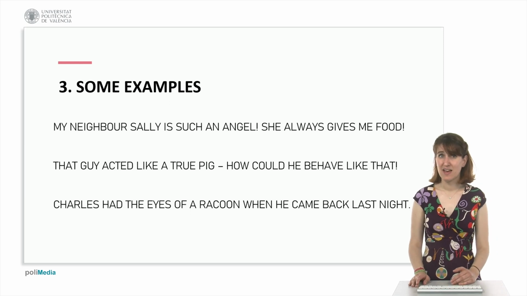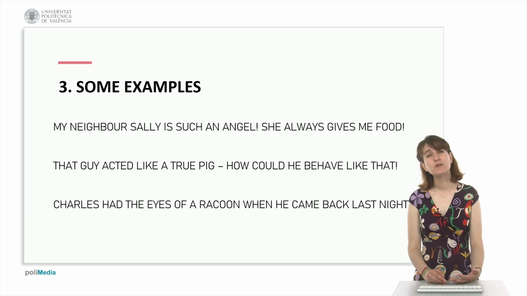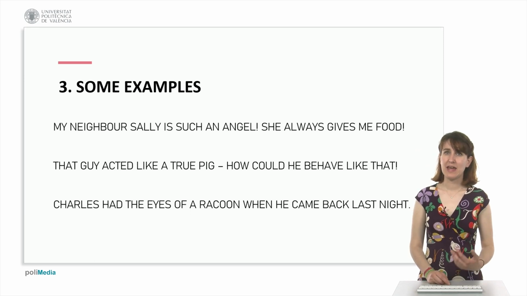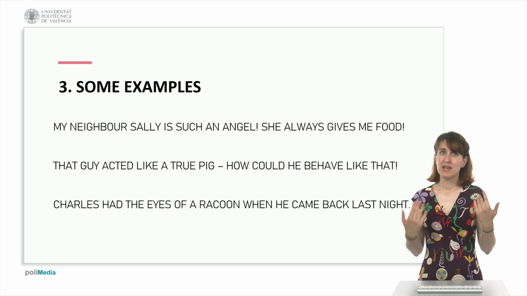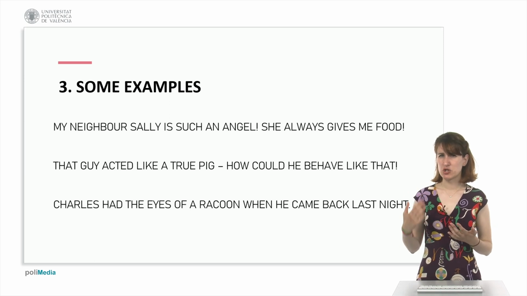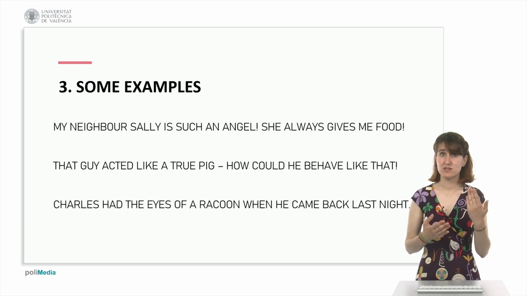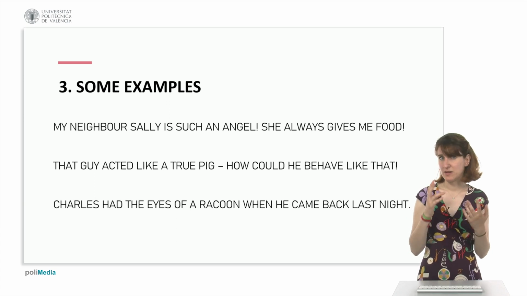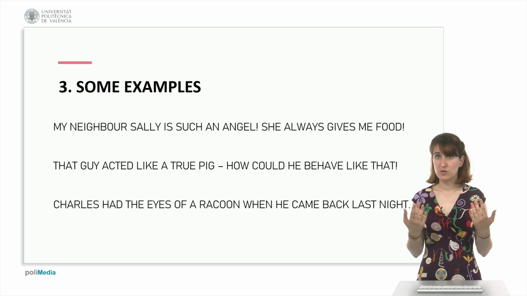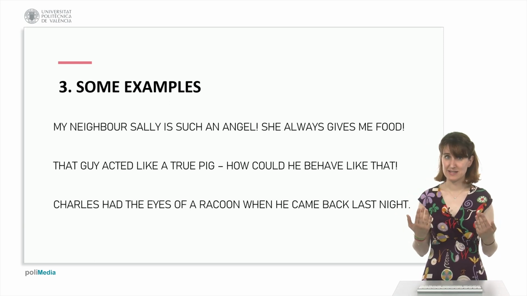Finally, some examples. My neighbor Sally is such an angel. She always gives me food. Where the source domain, angel, goodness, purity, kindness, these features are mapped into the target domain, my neighbor Sally. In the second case, that guy acted like a true pig. How could he behave like that? In this case, pig is the source domain, and filthiness, lack of morality, and dirty behavior is mapped into that guy, the person being referred to in the sentence.